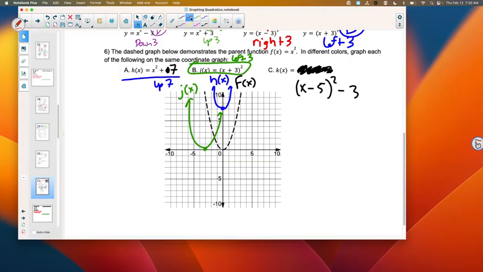And lastly, this k of x, this new k of x, of course, right? This minus 5 means right 5. And the minus 3 means down 3. So right 5, down 3, right there. And then we draw our parabola. And you should label it, like I said, you probably don't have different colors, and that's fine. K of x. All right, that's that.